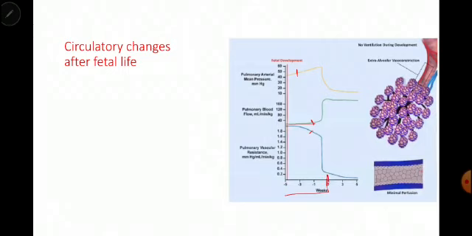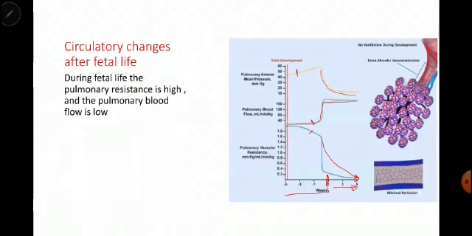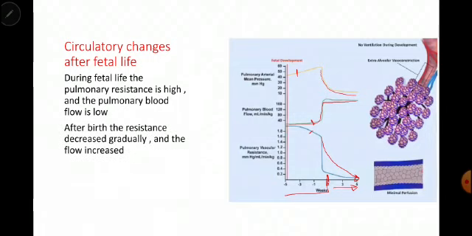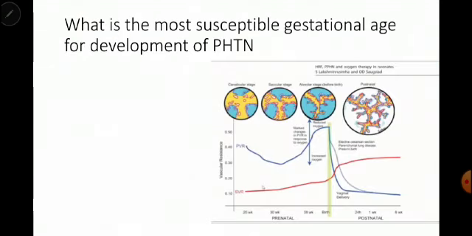After birth, the resistance will gradually decrease over days to 5 weeks, and because the resistance is decreasing, the pressure will decrease and the pulmonary blood flow will increase. So during fetal life, the pulmonary resistance is high and the pulmonary blood flow is low. After birth, the resistance decreases gradually and the flow increases.